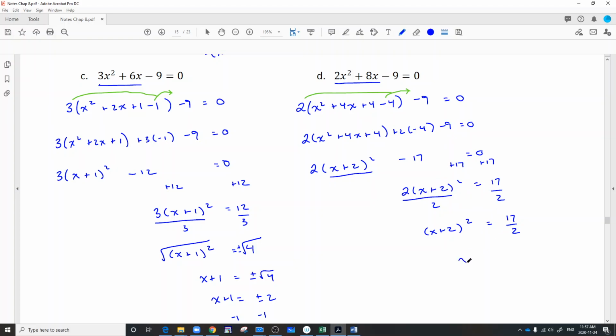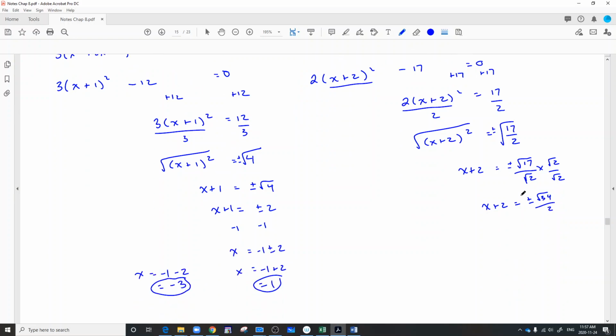So I'm at this point here. I'm going to get x plus 2 is equal to plus or minus the square root of 17 over the square root of 2, because we took the square root of both sides, plus minus. What's wrong with this? Well, the 17 is simplified, but I don't like an irrational denominator. So I'm going to rationalize it now. I've got x plus 2 is equal to plus or minus root 34 all over 2. Now, to finish this off, I'm going to subtract 2 from each side to get x is equal to negative 2 plus or minus the square root of 34 divided by 2.